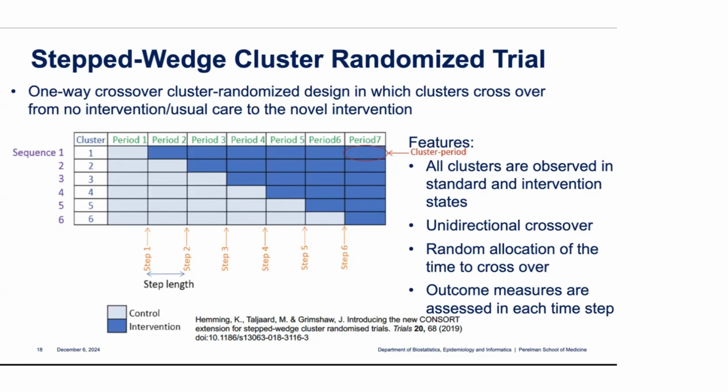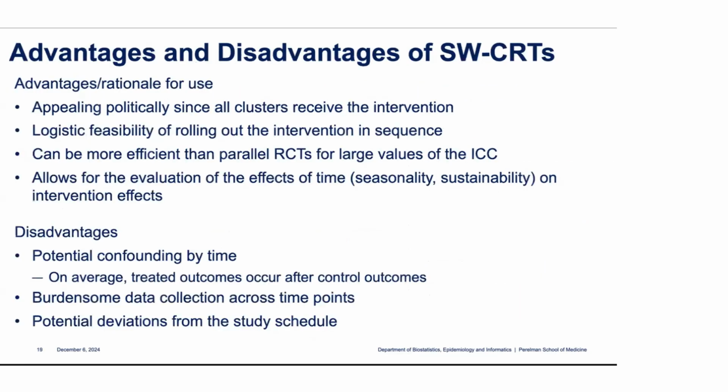In this figure, we have one cluster crossing over in each period, but in other designs, you might have multiple clusters crossing over in each period just based on what's logistically feasible. So some advantages for the stepped wedge design are that it's appealing politically since everyone sees the intervention. There's a greater feasibility of rolling out the intervention in a staggered way. And they can be more efficient than parallel RCTs for large values of intercluster correlations.